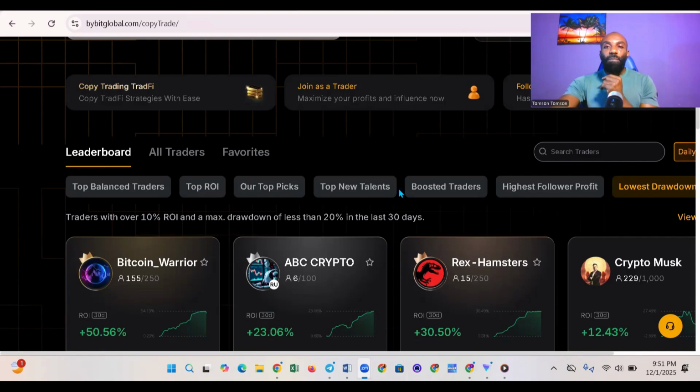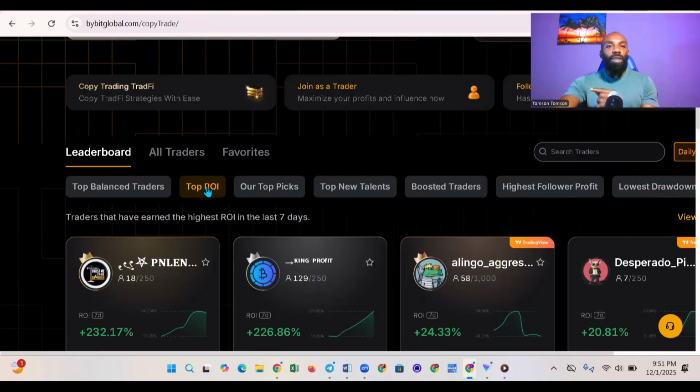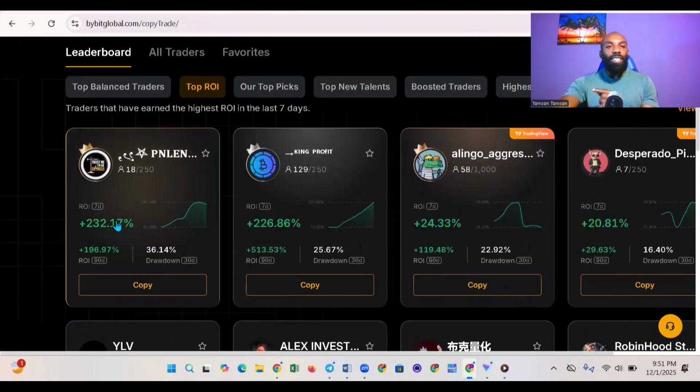Now, the set of traders we want to go with is the one that says lowest drawdown. You can see this one where my mouse is. These guys are very minimalistic in their risk. They don't take too much risk, but most of them are also still very profitable. Now if you check this top ROI here, you can see their return on investment is very high. These guys can make crazy returns for you, but at the same time, in a single trade, it's possible that you're going to lose your whole money. So we don't want to go with this kind of traders.